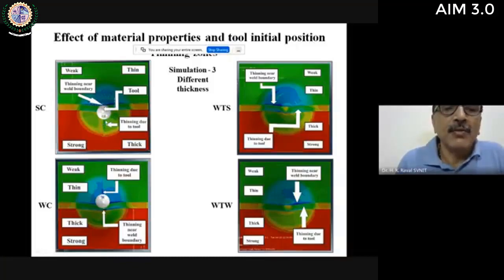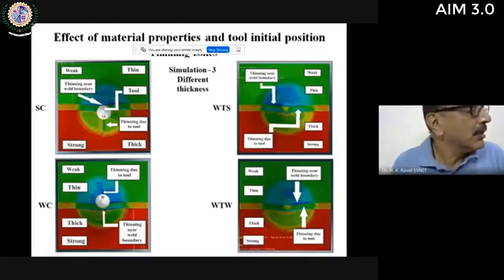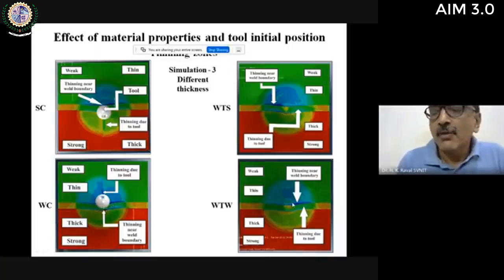This is a failure because of tool dragging or tool indications. The tool is given first travel from this point, and every point has some deformation. So that is why you have a tool marking, and that results in thinning. Similarly, here also you will find thinning on the edge of the weld and the thinner material. Here also you will find a similar thing. There are two different failure edges you can see.